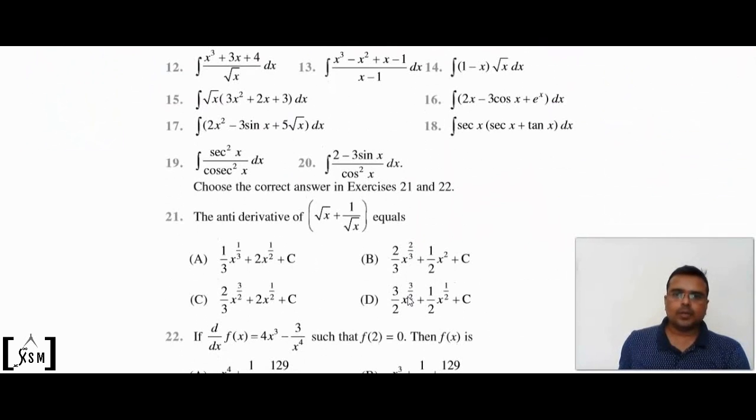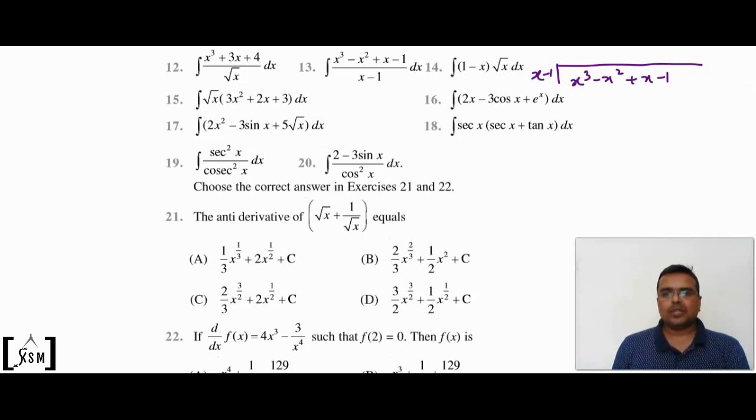I'm doing number 13 for you. In number 13 we have (x cube minus x square plus x minus 1) all over (x minus 1). So first of all, guys, you will have to divide this by polynomial division. So I'm dividing that by polynomial division. So x cube minus x square plus x minus 1.